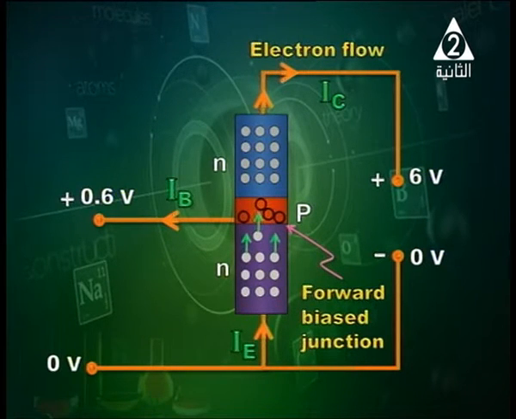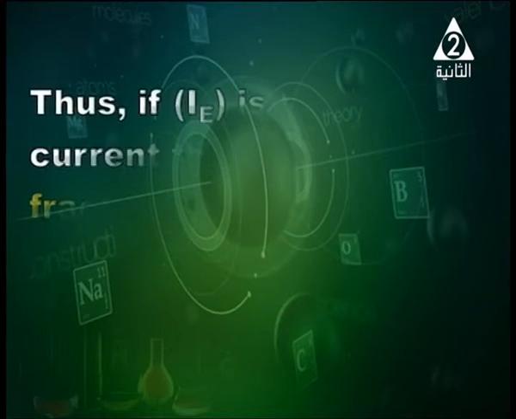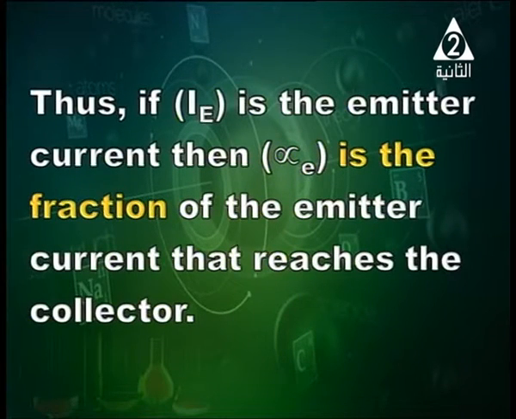And let me remind you something. Emitter current is always equal to base current plus collector current. Thus, if IE is the emitter current, then alpha E is the fraction, the percentage, of the emitter current that reaches the collector. As I said, not all the electrons of the emitter reach the collector. It is just a portion of it. Alpha E is the fraction of the emitter current that reaches the collector.